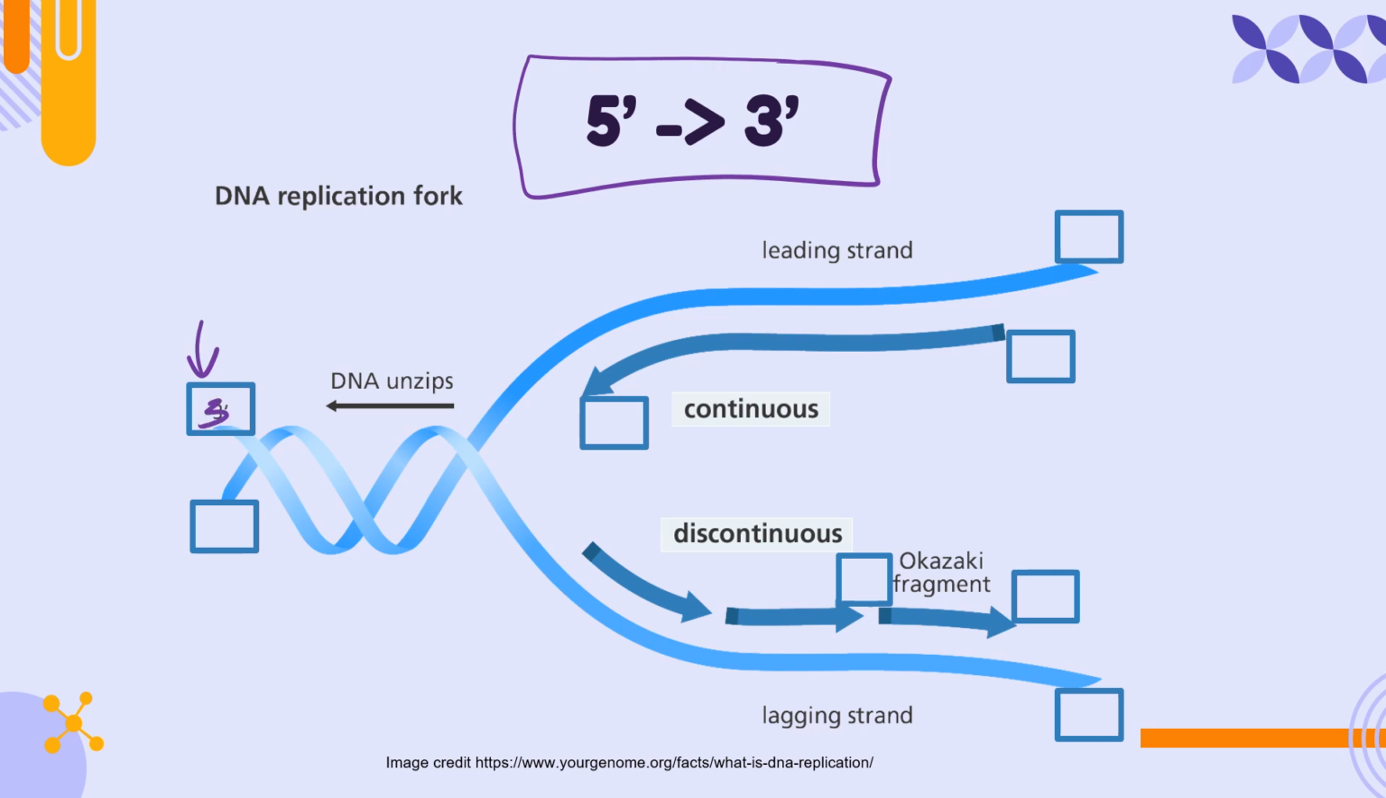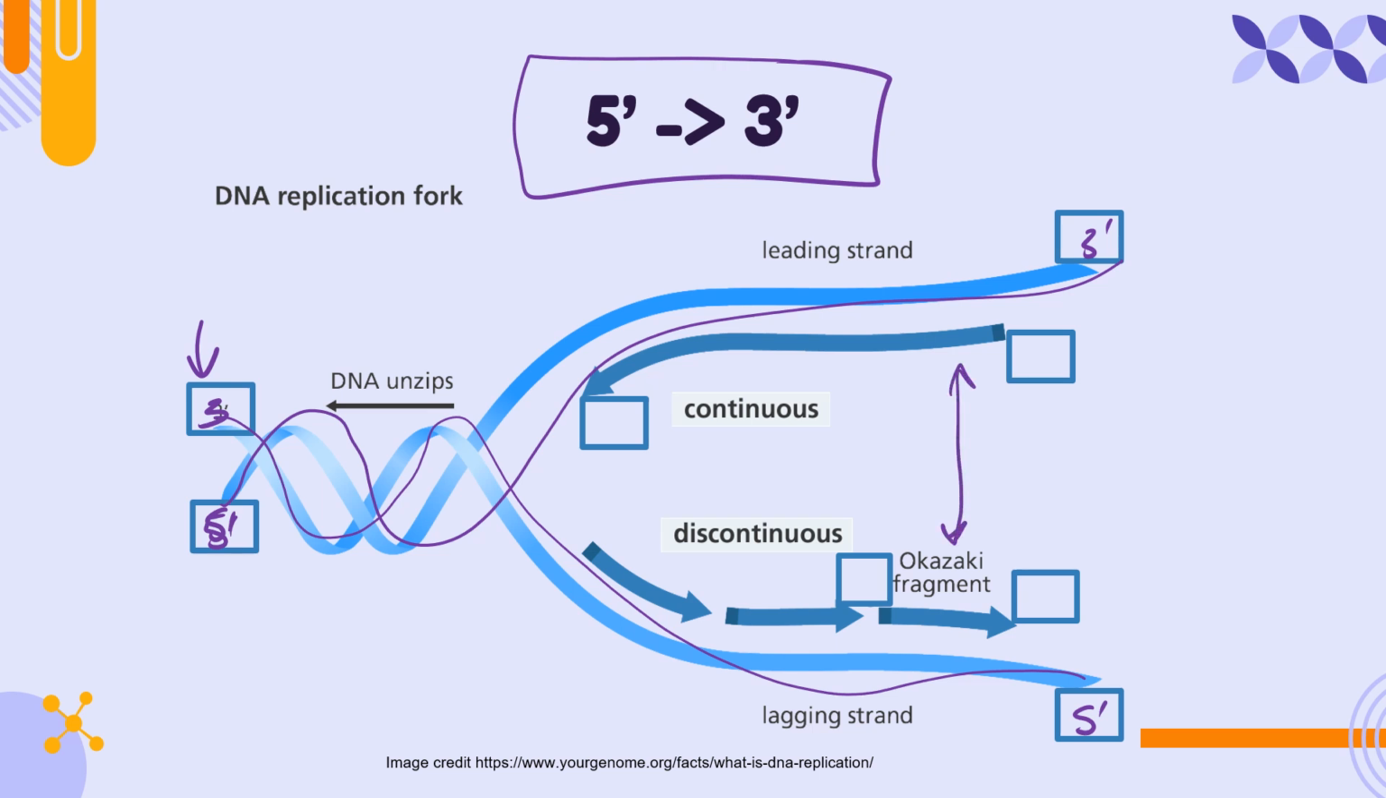So if this is 3, then this has to be 5. And if I follow my 3 to the opposite end of that strand, this one has to be 5. And if this one is 5, then I go all the way to the end. This one must be 3. And here we're actually copying the DNA. DNA replication is happening. If this is 3, then this is 5. And if this is 5, then this has to be 3. Crazy. If this is 5, then this is 3.